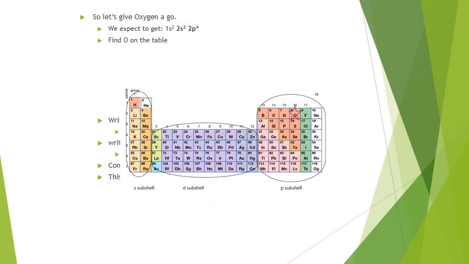So let's start out with oxygen. We expect to get 1s2, 2s2, 2p4. First thing you do is find oxygen on a periodic table. It's right here, I put a star around it. This is basically where we're going to say the oxygen lives. It has an address, and its address is row 2.